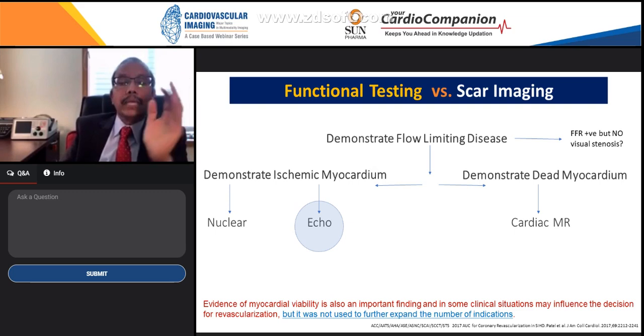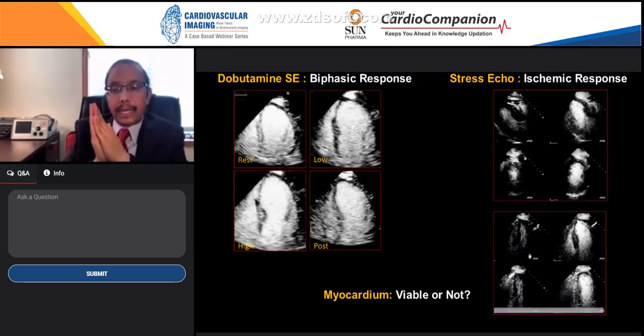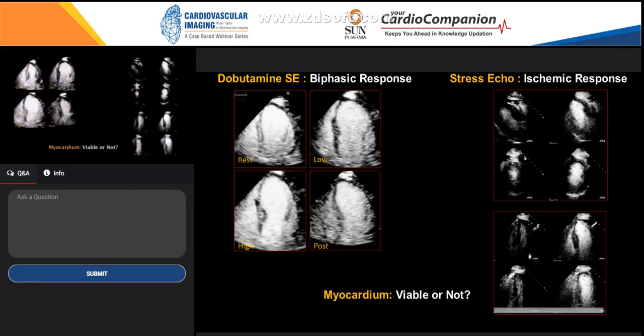Okay, so here are two examples, and again I would like my esteemed colleagues to give me a sense of what they think. The echo on the left and the echo on the right, both are stress echoes. Which one is viable, which one is not, and what is the left panel showing and what is the right panel showing? Let's start with the left panel.